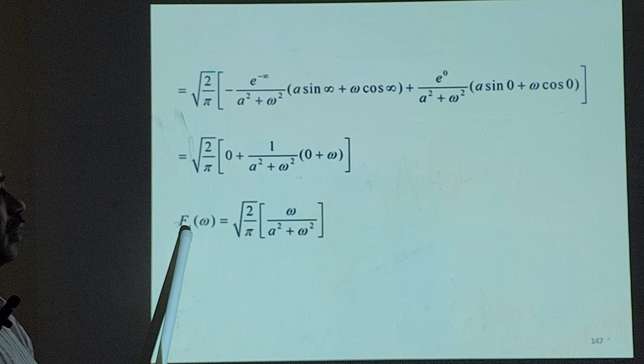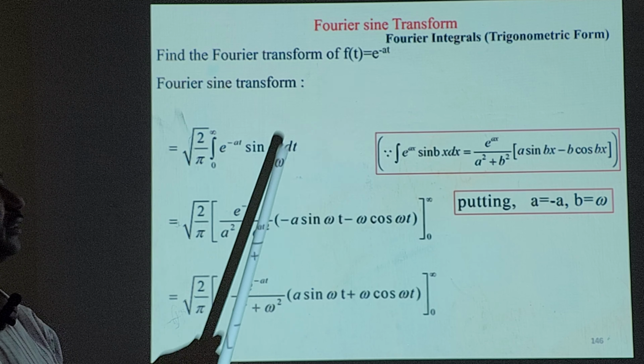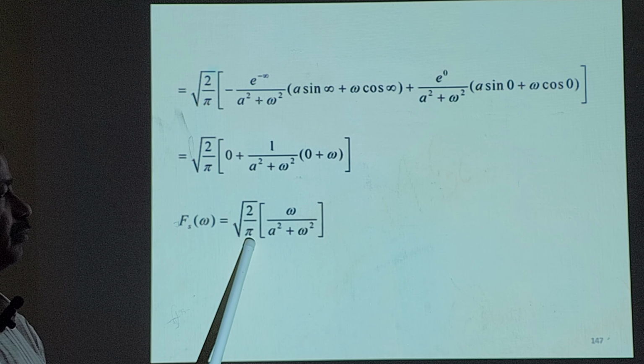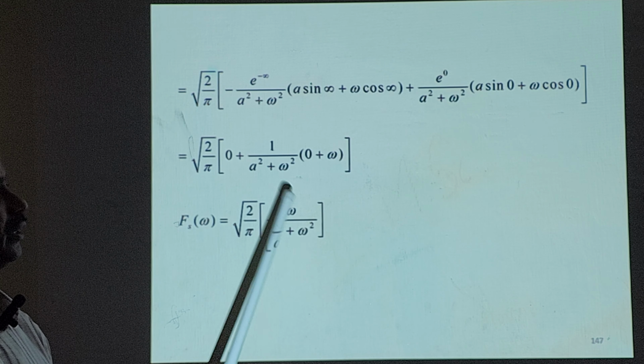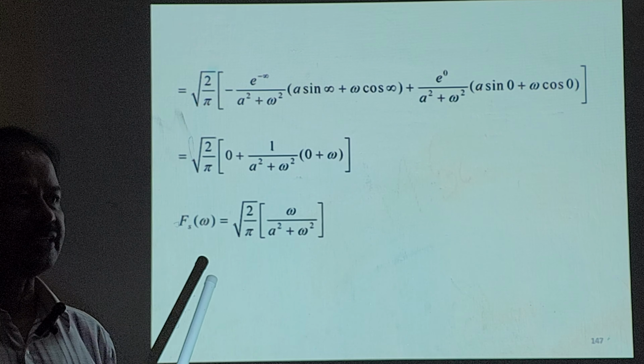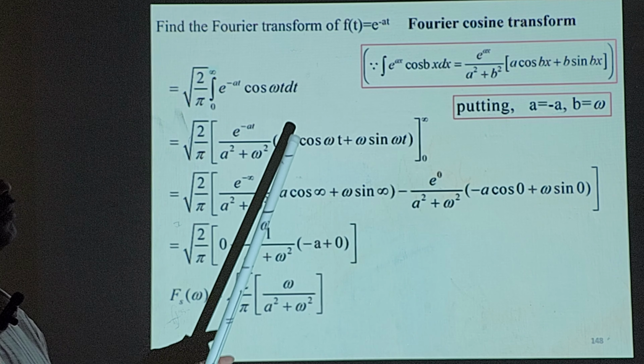So the Fourier transform of this function e power minus at is given as root of 2 divided by pi, omega divided by a square plus omega square. So this is the answer. Now we will go for the next problem.